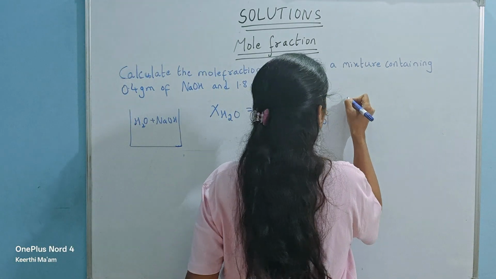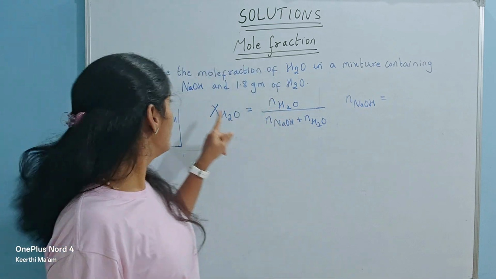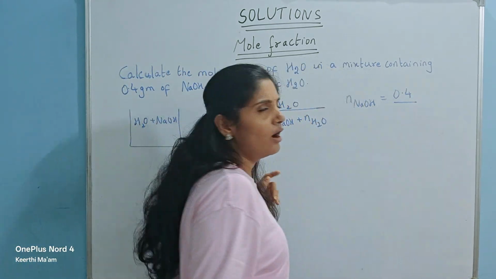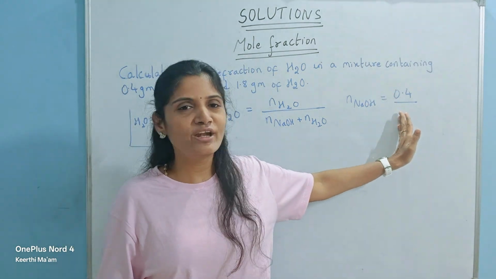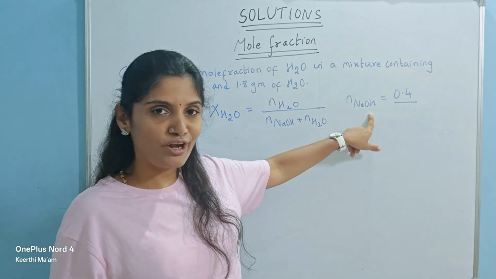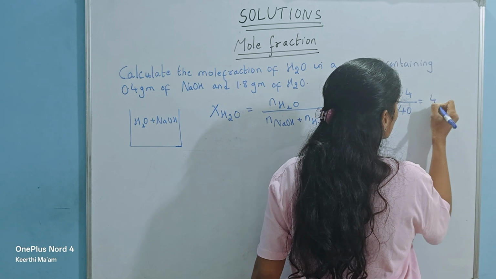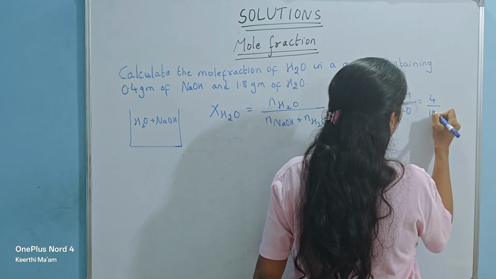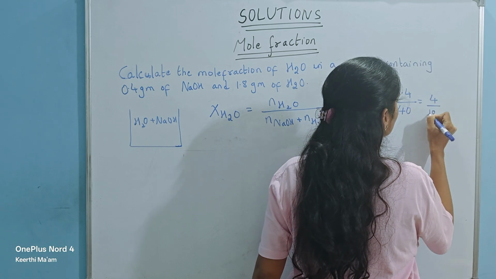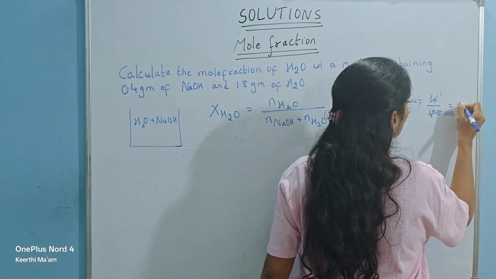Now, let me first calculate the number of moles of NaOH, which is equal to the given mass of NaOH. How much is the given mass of NaOH? 0.4. We already did this many times. What is the molar mass of NaOH? The molar mass of NaOH is 40. So 0.4 divided by 40 is equal to 4 by 400, which is equal to 1 by 100, that is equal to 0.01.